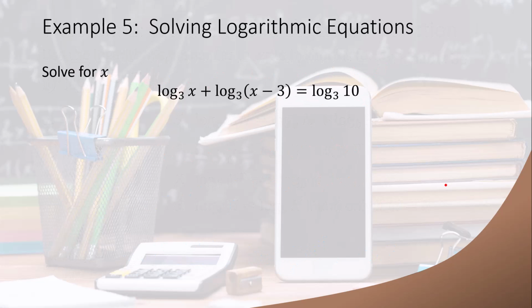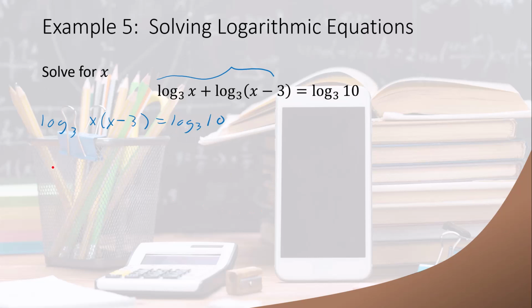The first thing we want to do is the product property, basically to combine these two terms in reverse. So the sum of two logs of the same base can be written as the log of their product. So this can be written as the log base 3 of x times x minus 3, that quantity, is equal to the log base 3 of 10.